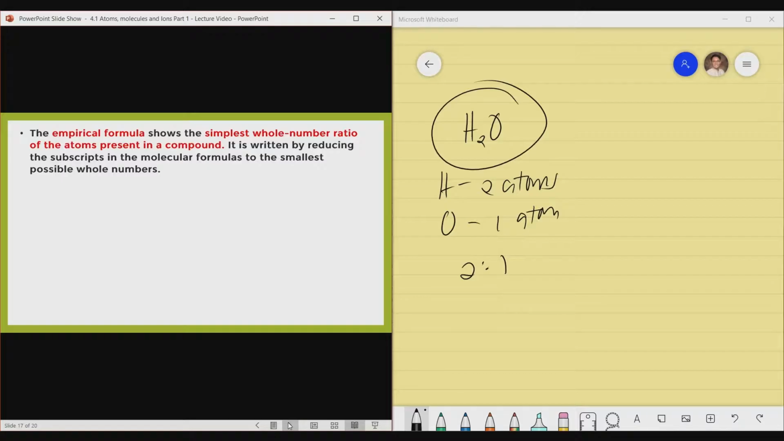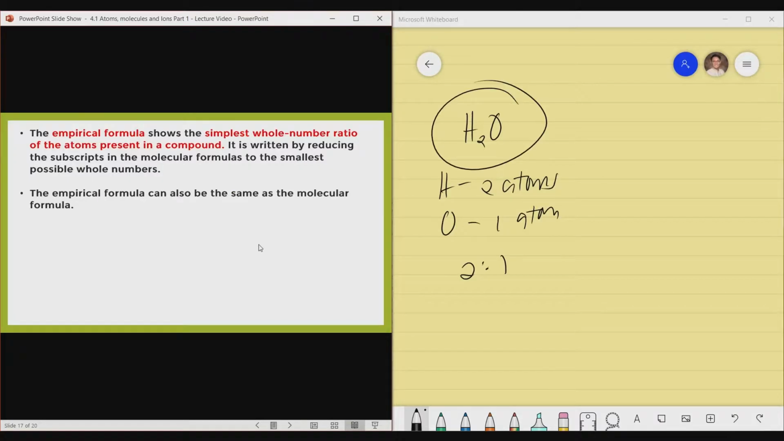Now what about empirical formula? Kung meron tayong exact, yung seemingly hindi pa naka-lowest term, empirical formula shows us the simplest whole number ratio, or the lowest term of a number for the atoms of a compound or molecule. It is written by reducing the subscripts in the molecular formula to the smallest possible whole number. So coming from the molecular formula, papababain or ilo-lowest term lang natin yung mga subscripts.